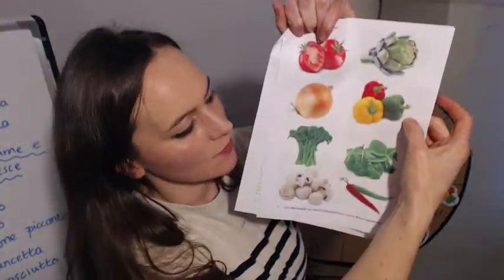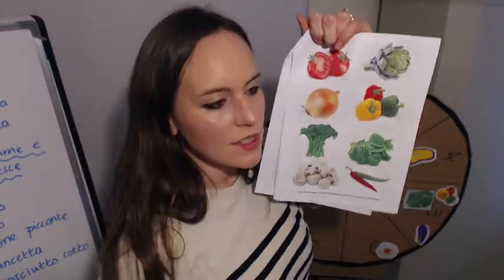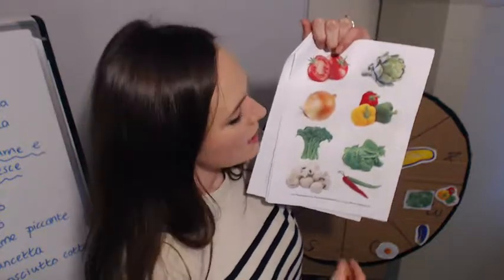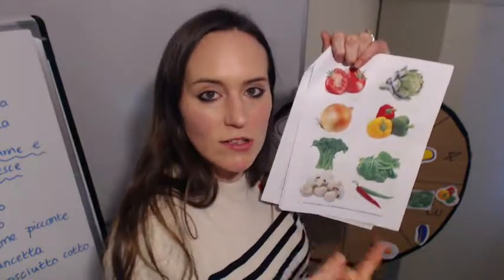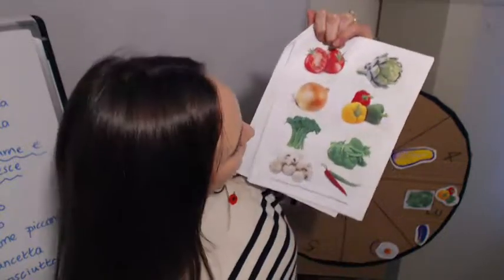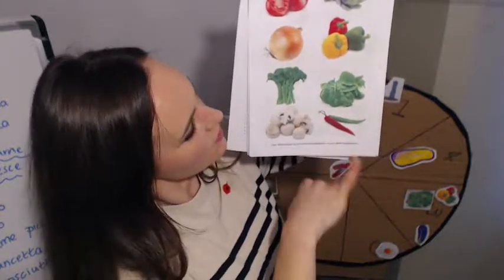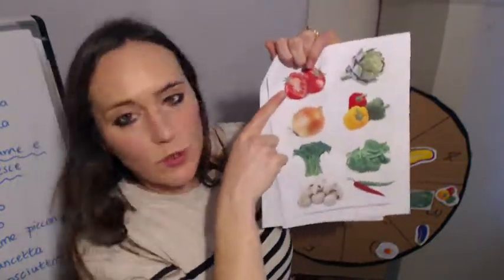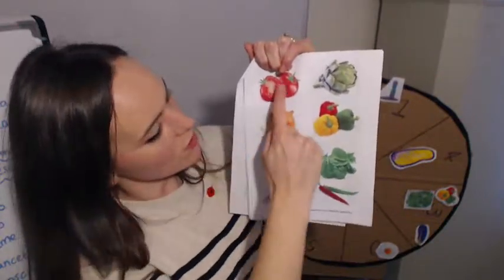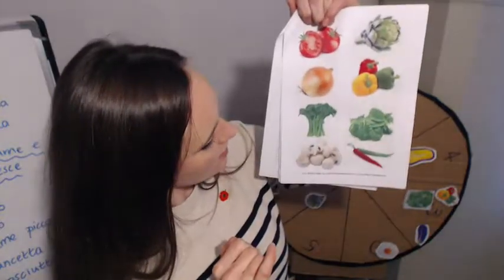Questo qui, peperone, il peperone. So if you see a pizza menu and it says pepperoni on it, peperone, it's not going to be those little bits of like hot salami sausage. No, it's going to be bell pepper. Peperone, peperoncino. So that's a bit confusing. Pomodoro, carciofo, cipolla. So all of these are masculine, but la cipolla, onion, is feminine.